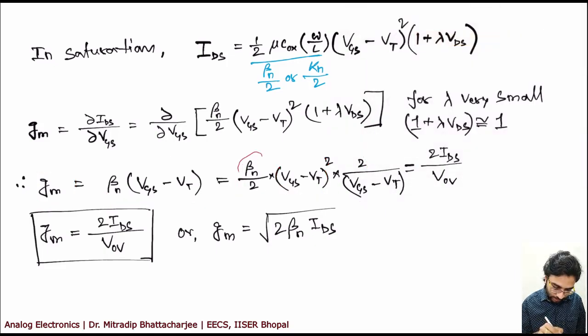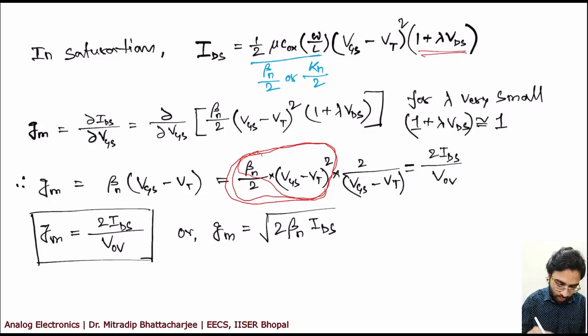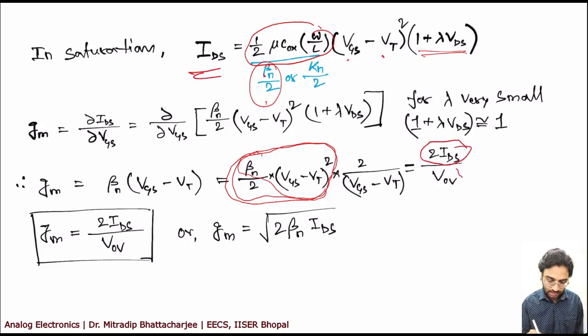This beta n by 2 into this part is equal to IDS. If you neglect this term, which we already have neglected because lambda is very small, just replace this part by beta n by 2, and you will find beta n by 2 (VGS minus VT) whole square is IDS. So you actually have 2 IDS by VOV, replacing this as VOV. So you have 2 IDS by VOV.